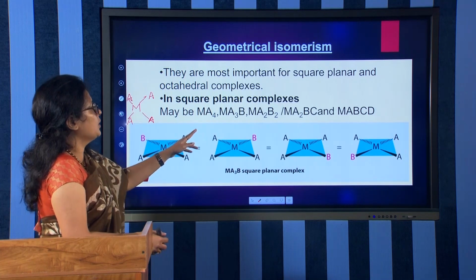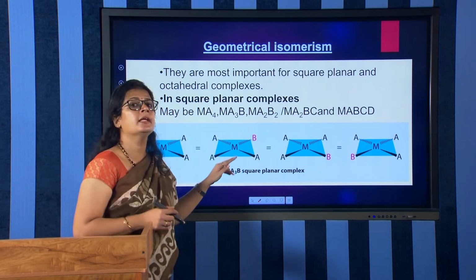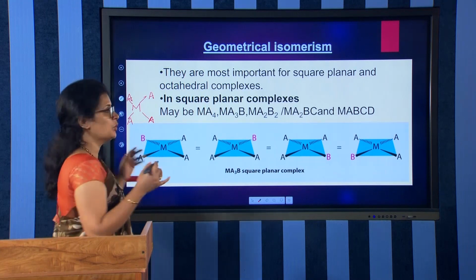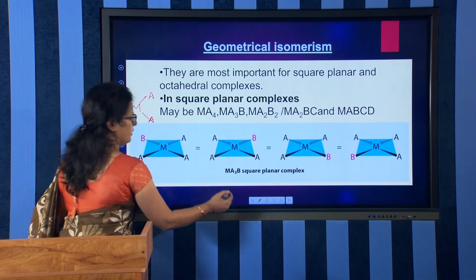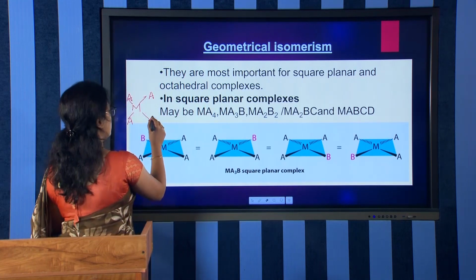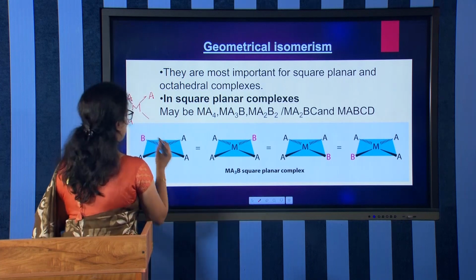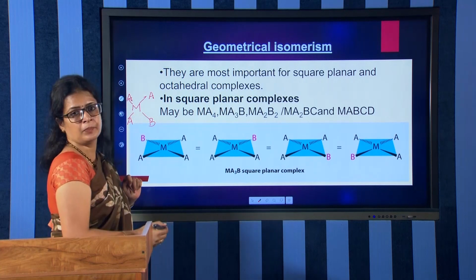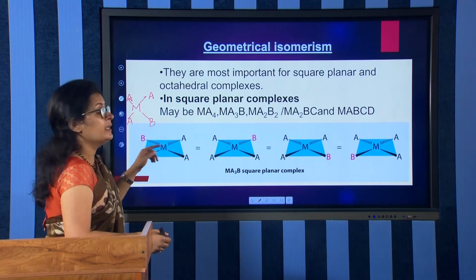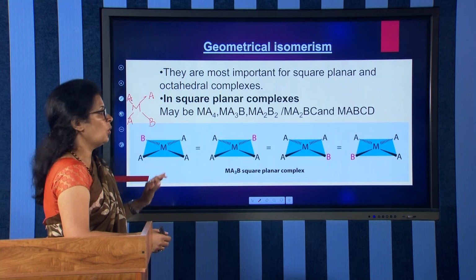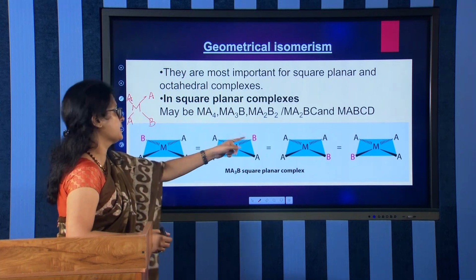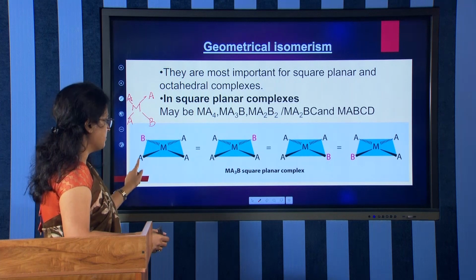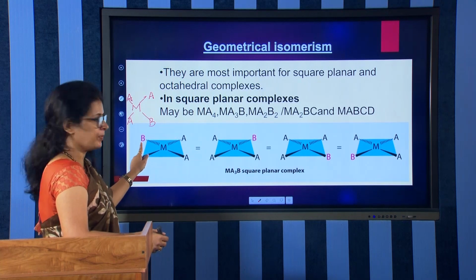Now coming to the next type, that is MA3B, where we are substituting one ligand with a second type B. MA3B. Is there any possibility for cis-trans isomers? No. How can it be? See the examples. MA3B, this is M, the central metal atom, A3 and B.